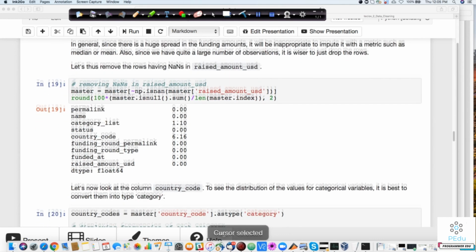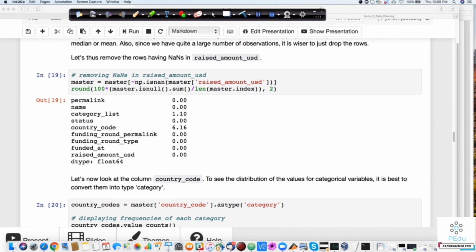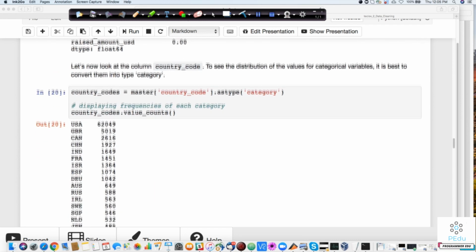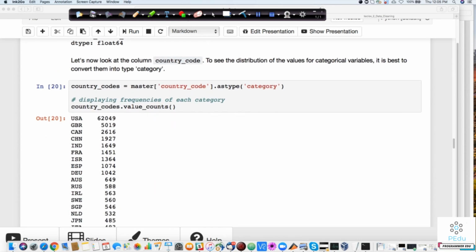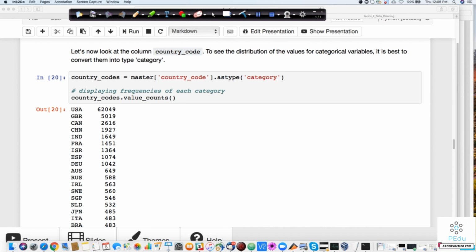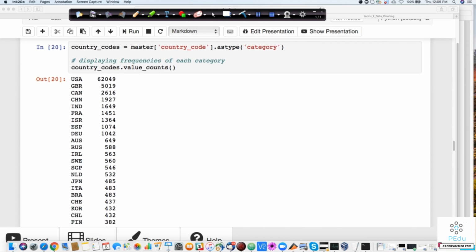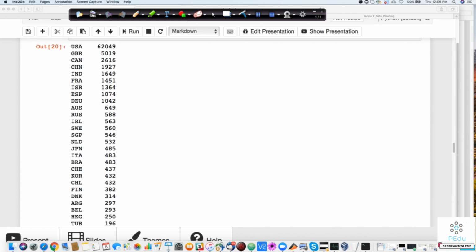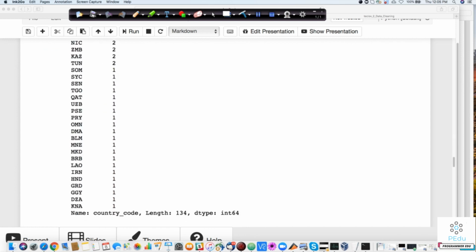So we can see the next one is country code, which still has quite a good amount of missing data. Let's explore this also. Let's quickly see the value count, because it's categorical data. We can see how the countries are distributed, and USA is occurring 62,049 times, GBR is occurring 5,019 times, and so on. So we can notice that this data is also not uniformly distributed. Most of the country code is USA and maybe the initial few countries, but coming down it's very low in number.